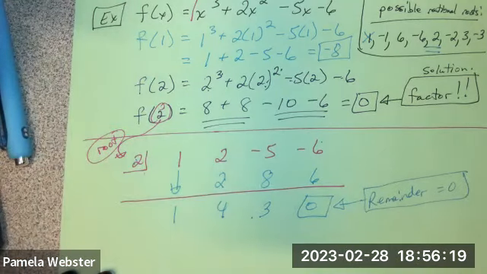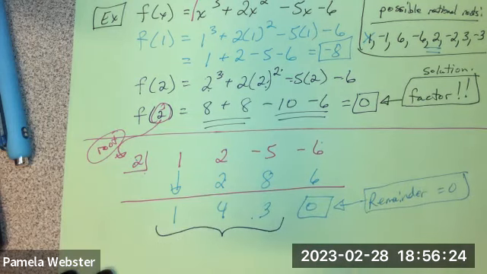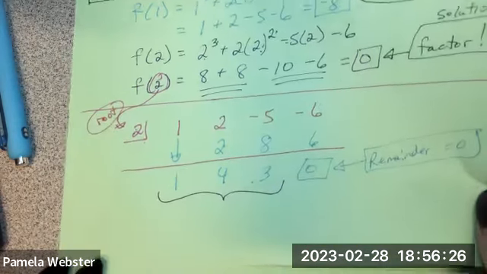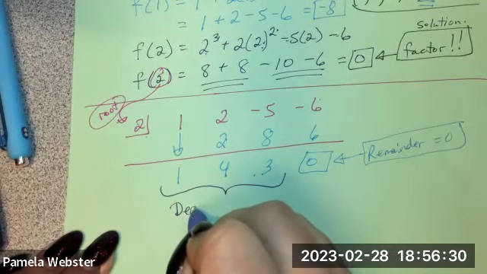And then what I want you to do is work off of what's left down here at the bottom of the synthetic division. For me, and for many books, what they call that is the depressed equation.